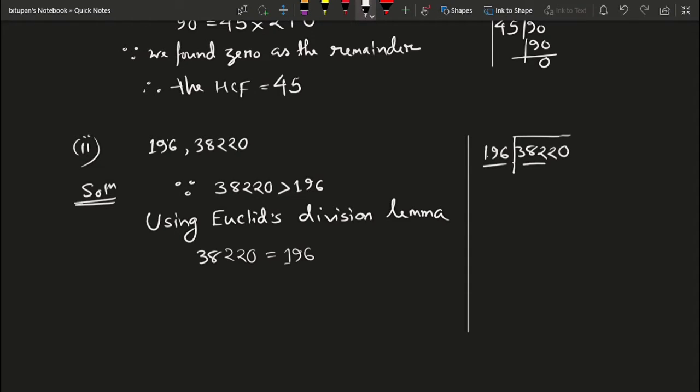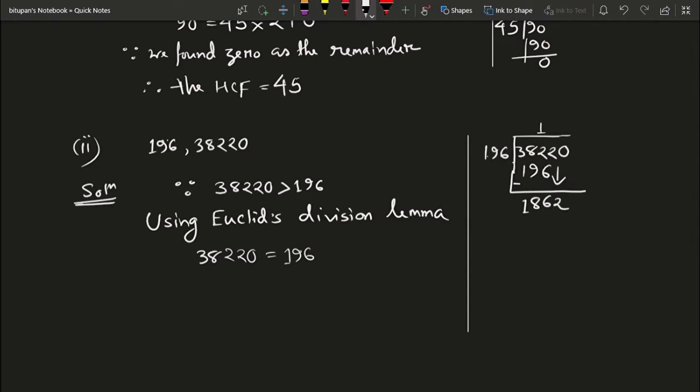If we multiply 196 with 2, we probably get 392, which will be greater than 382, so let's multiply one time only. It will go 1 time, so 196. Now if I subtract it, 12 minus 6 is 6, then 17 minus 9 is 8, and then 186. Now 2 will come down right here.